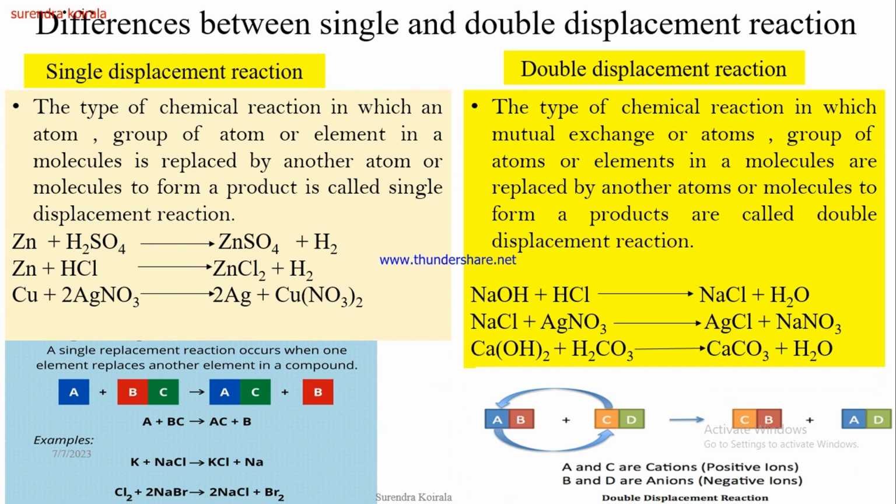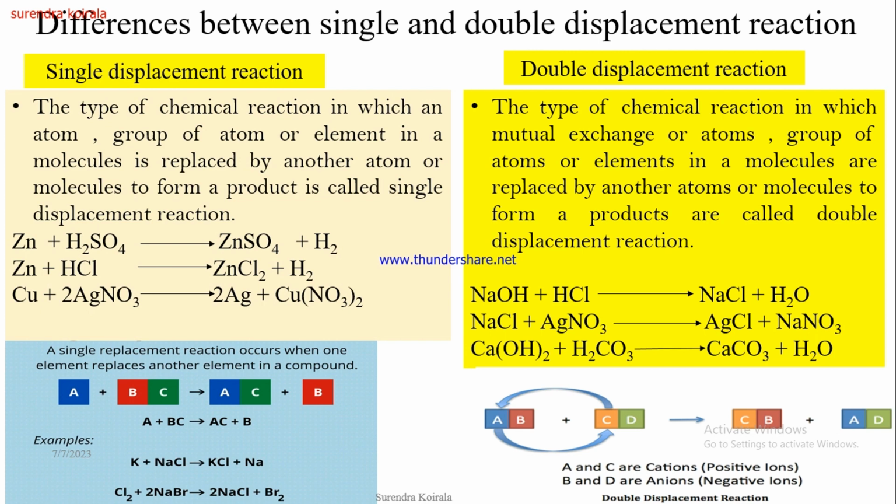And what are the differences between single and double displacement chemical reactions? First one, single displacement chemical reaction: the type of chemical reaction in which an atom, group of atoms or element in a molecule is replaced by another atom or molecule to form the product is called single displacement. For example, zinc reacts with sulfuric acid to give zinc sulfate and hydrogen. Zinc reacts with hydrochloric acid to give zinc chloride and hydrogen. Copper reacts with silver nitrate to give silver and copper nitrate. These are the examples of single displacement chemical reaction.